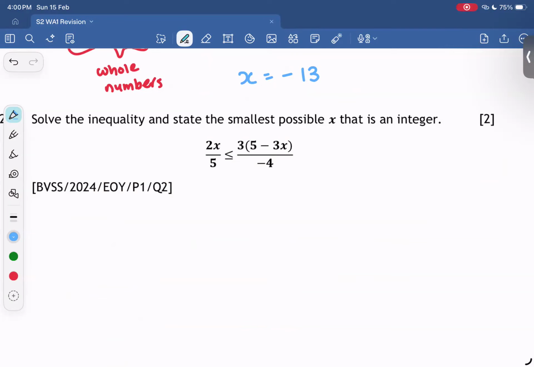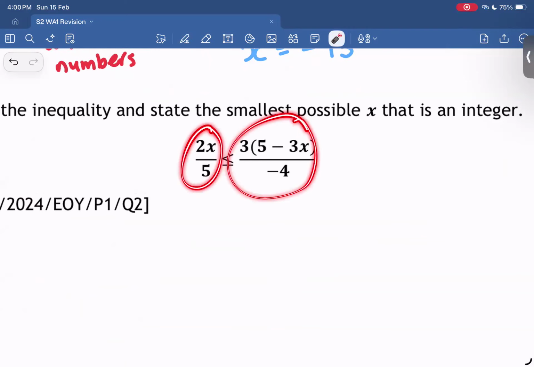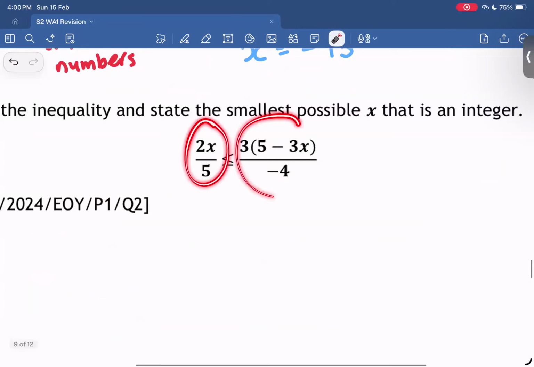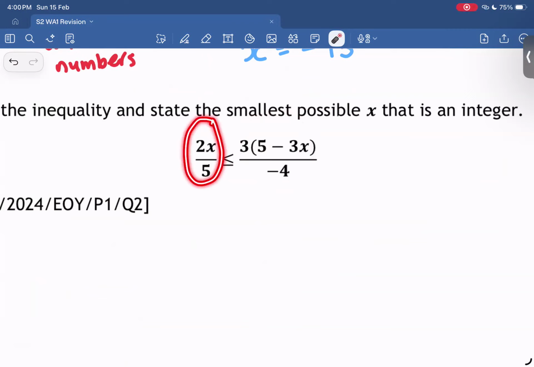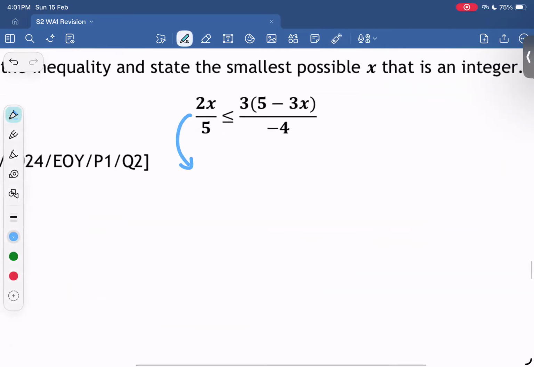So what you can do here is take a look. I got two fractions over here, and how we get rid of fractions is that we multiply with the denominator. What do I mean by that? Let's look at our first fraction on the left. How do I get rid of the fraction? I multiply with the denominator. The denominator here is 5, right? So I will multiply 5 to both sides. On the left, I will multiply 5. On the right also, I will multiply with 5.